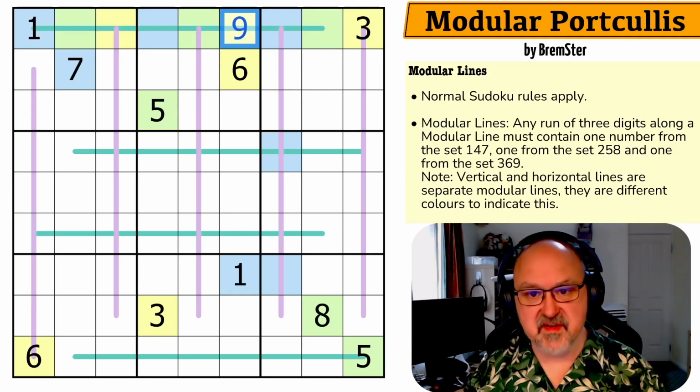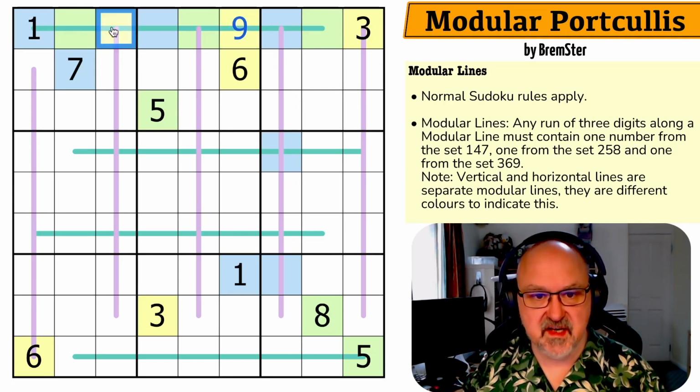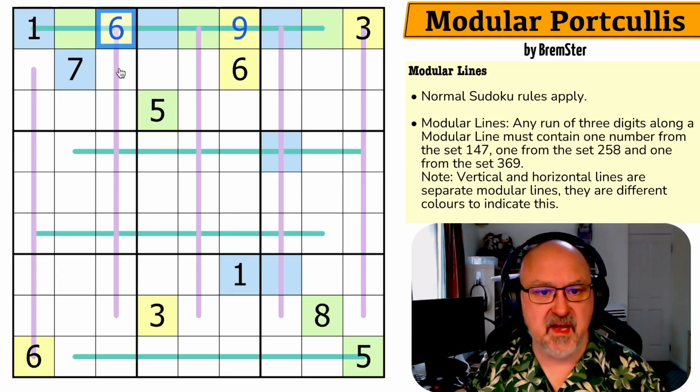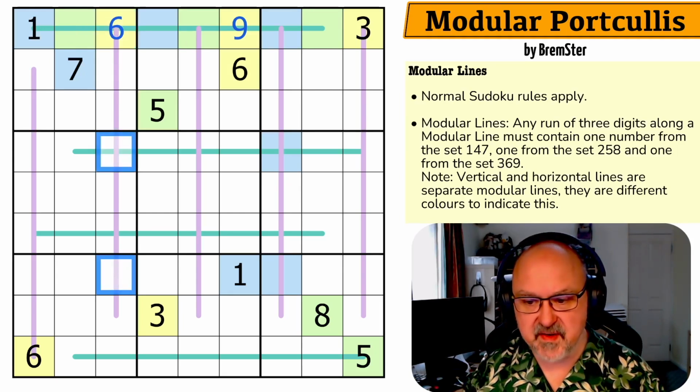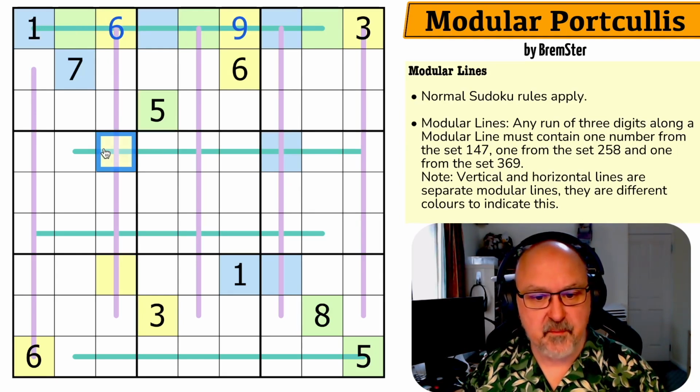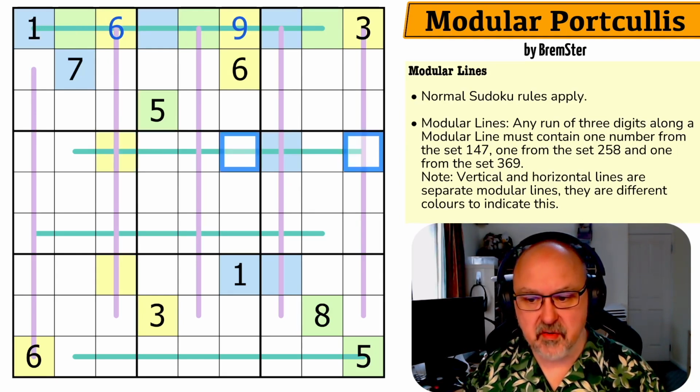Now we know that this is a 9 because it sees a 3 and a 6, and this will be a 6, but we can probably color most of the group. This is yellow, so every third digit along this line must be yellow.